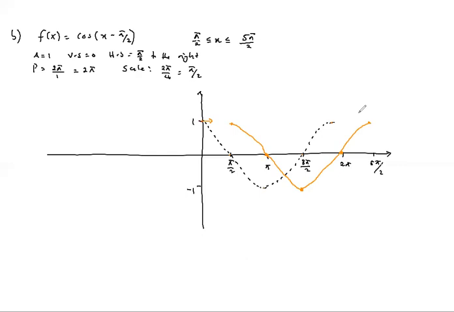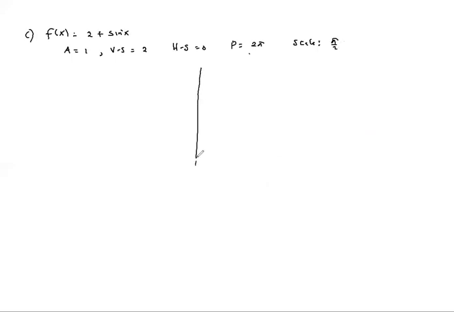Okay, so let's go to C. For C, f of x is equal to 2 plus sine x. So again, amplitude is 1, vertical shift is 2, horizontal shift is 0, the period is 2 pi over 1, and the scale is pi over 2. The same will be getting the scale. And then you sketch.